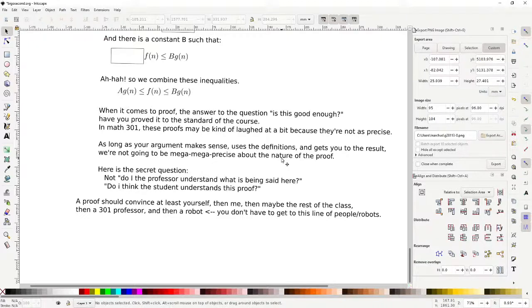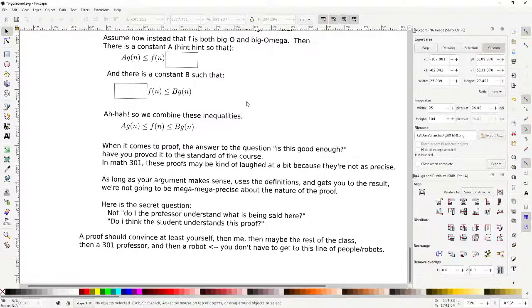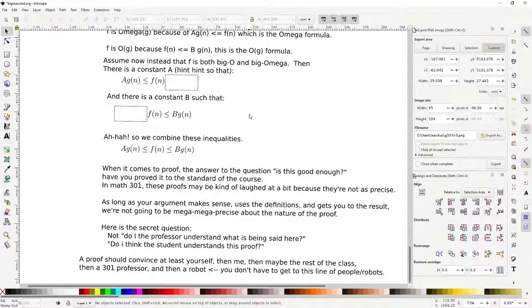Like, it proves it to me. I'm pretty convinced. It's pretty obvious that it's true. Will it prove it to the professor? The answer is, if you mimic most of what's here, you should be fine. If you try to get it to the same level of detail, you'll definitely be fine.